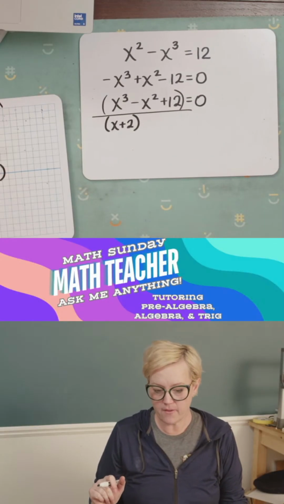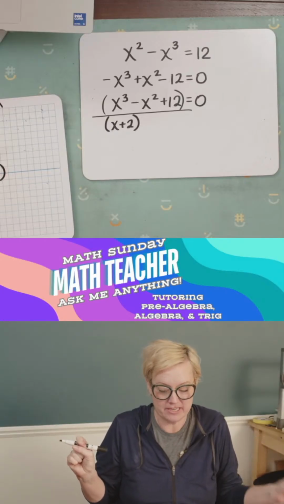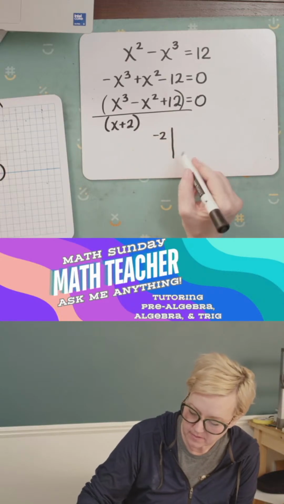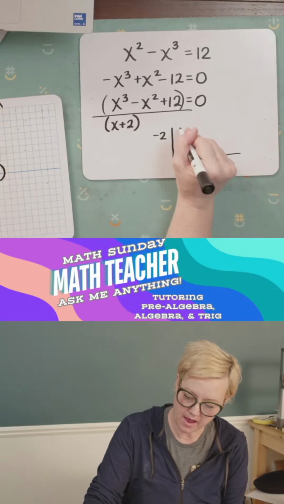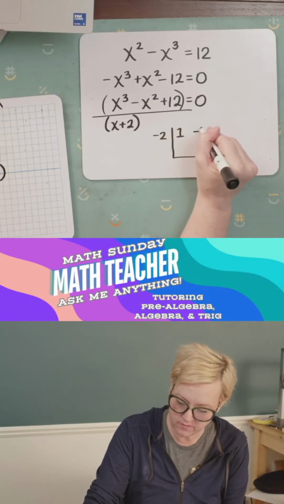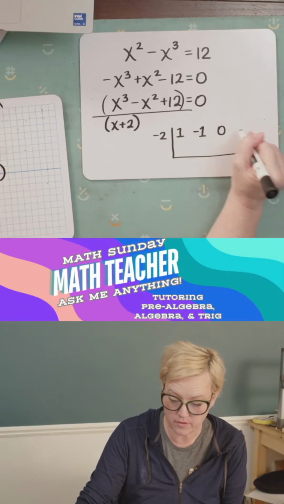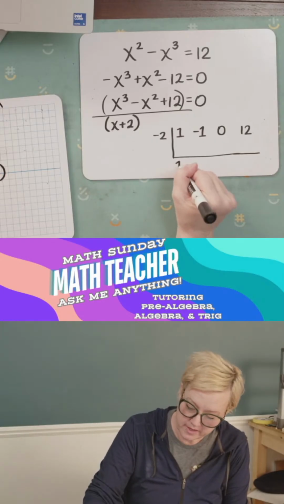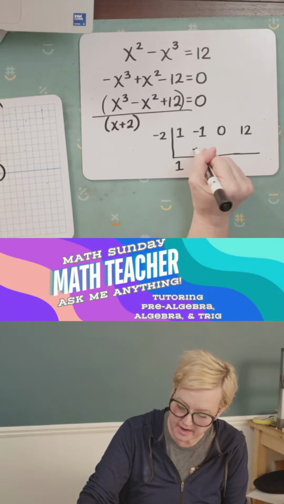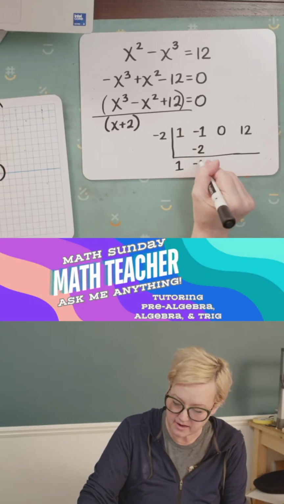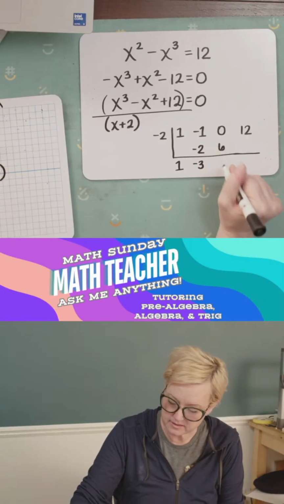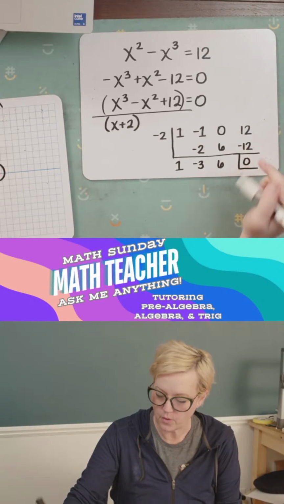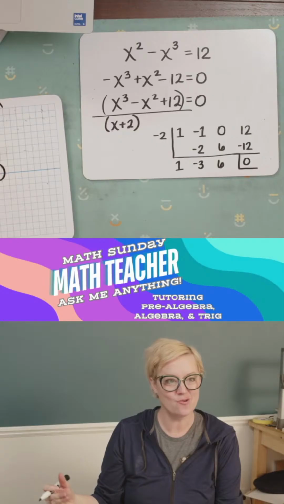Now I can get into synthetic division. So I've got -2 out here, and then I've got 1, -1, 0, and 12. I bring the 1 down. -2 times 1 is -2. Add -3. That's 6. Here's -12. So a remainder of 0. Yay! No remainder.